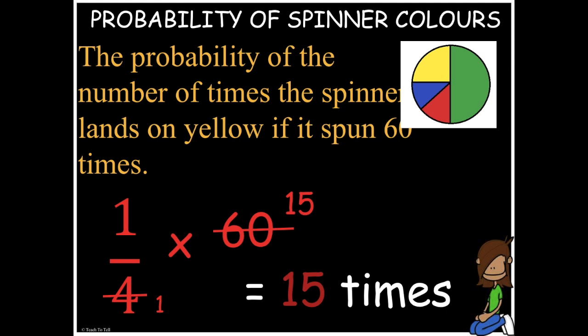So they did it a different way than what we have been learning. But 60 divided by 4 leaves you with 15, and 1 times 15 is 15. So if you spun the spinner 60 times, 1 out of 4, so a fourth of 60 is 15.